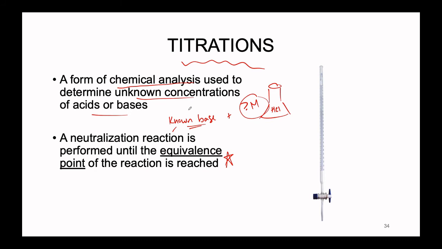We can compare how much of the base we added, which because we're at the equivalence point, then the base and the acid have to be equal, right? So the amount of base and the amount of acid that we add if we are at the equivalence point has to be in stoichiometric ratio. Again, in other words, there's no limiting reactant, there's no excess reactant, they are present in perfect stoichiometric ratio.